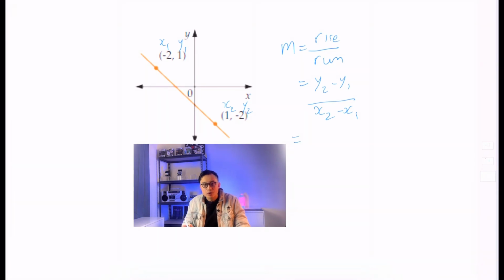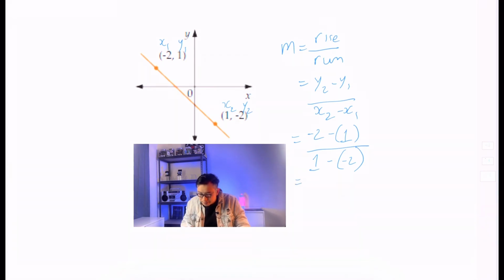So if we sub these values into the equation, it's going to be -2. It doesn't matter that it is negative. y2 is -2. Minus, subtract, y1. So the y1 value is 1. What's the x2 value? Well, in this case, it is 1 minus, don't forget this subtraction is part of the formula, minus x1. What is x1? It's -2. So there's going to be 2 negative values involved in this question.